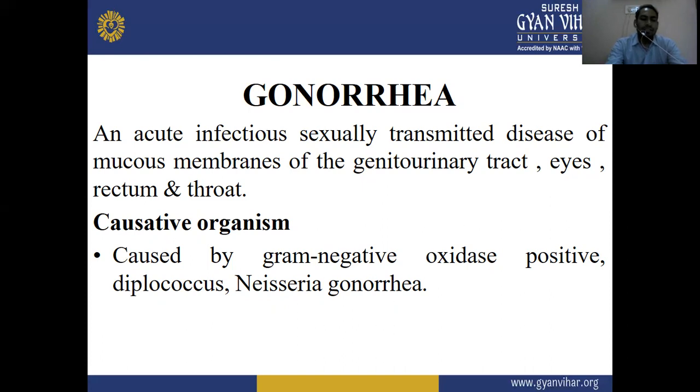Genitourinary tract. What is the genitourinary tract? The genitourinary system, or urogenital system, comprises the organs of the reproductive system and the urinary system. Causative organism of gonorrhea: gonorrhea is caused by the gram-negative, oxidase-positive diplococcus bacterium Neisseria gonorrhoeae. A diplococcus is a bacterium that occurs in pairs of cocci, for example Pneumococcus.